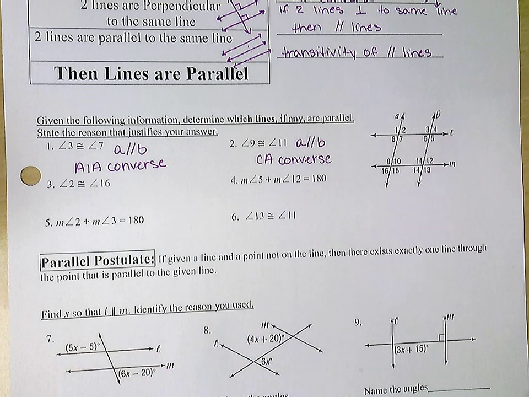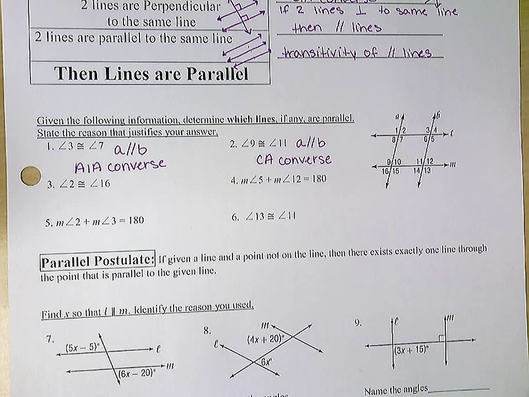Questions? Are you still with me? Do you understand what I'm doing? All right, I want you to try 3 through 6 with the person sitting next to you. 3 through 6.